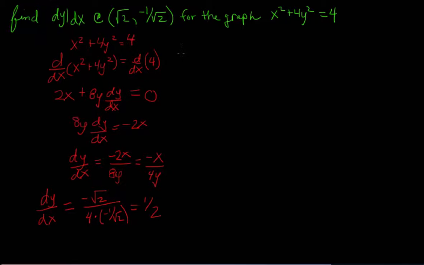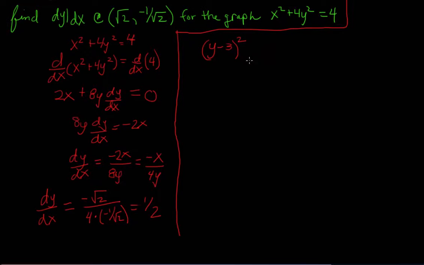So let's look at another one. Let's make this one a little bit more challenging. Let's say our equation is (y minus 3) squared plus 4x to the third equals 3y. If you want to try this one, pause it, see how you're doing, then click play to see how we go through it.